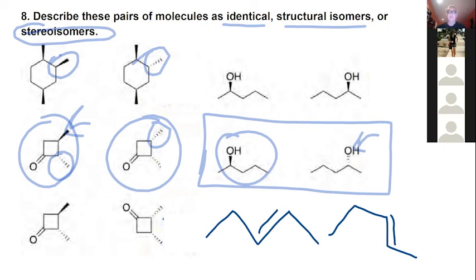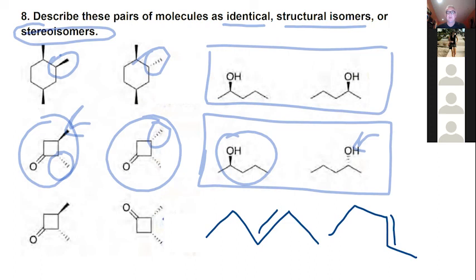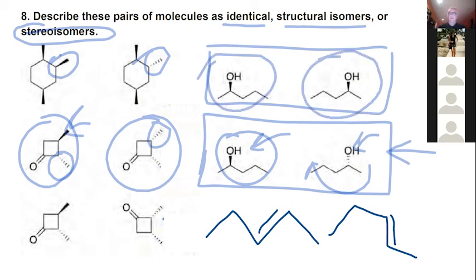If they were mirror images of each other, both of them would be pointing in the same direction, like these 2. Those 2 are mirror images of each other. So I can't superimpose them on top of each other. But these 2 I can. If I flip this around, it would look exactly like that. So I could lay them on top of each other. These 2, I can't lay them on top of each other. Because if I flip this one around, then the hydroxyl will be pointing backwards rather than forwards.